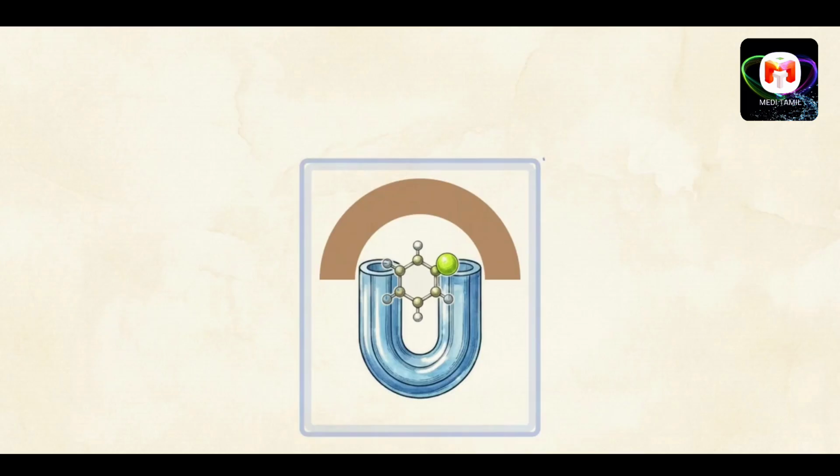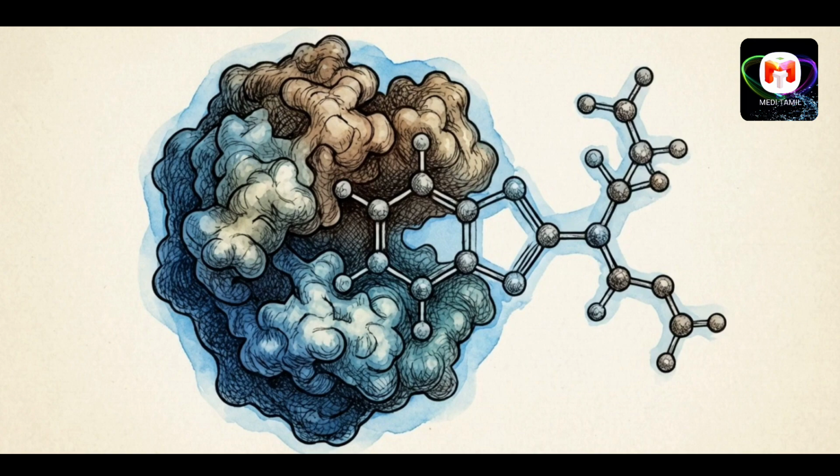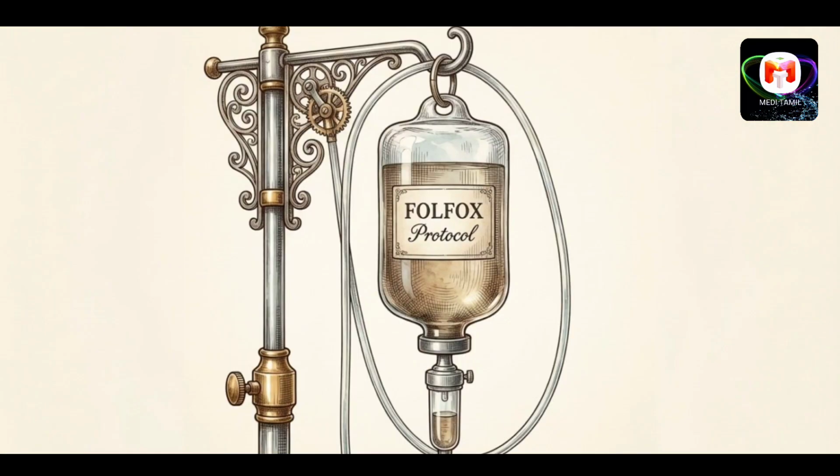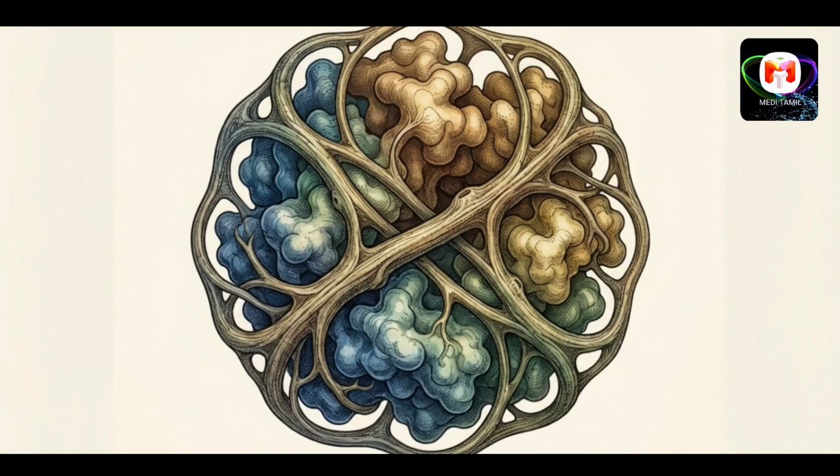A ternary complex is a stable chemical structure formed by the tightly bound union of three distinct molecules. This locked state stabilizes the bond, extending the duration of enzyme inhibition and increasing the overall lethality of the chemotherapy regimen. This exact molecular lock is the functional engine behind widespread clinical treatments like FOLFOX. FOLFOX is a combination chemotherapy protocol that utilizes 5-FU and leucovorin as its core components. True chemotherapeutic success often relies on exploiting secondary biochemical systems to forcefully optimize a primary drug's binding affinity.